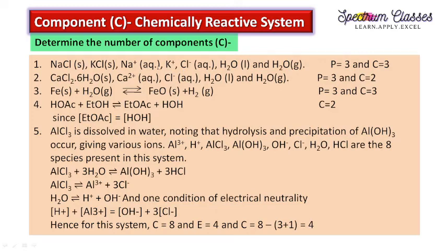Number of species is 6 in this question. So 6 minus 3 will be 3. It's a 3 component system. Now coming to the number of phases: solid, liquid and gas. So 3 phases are there.